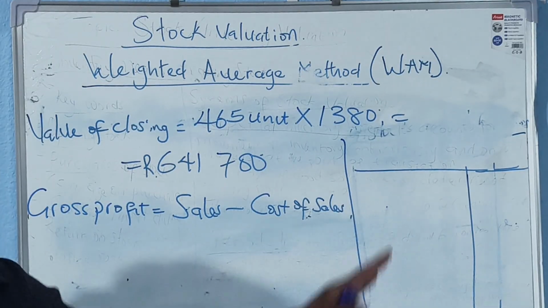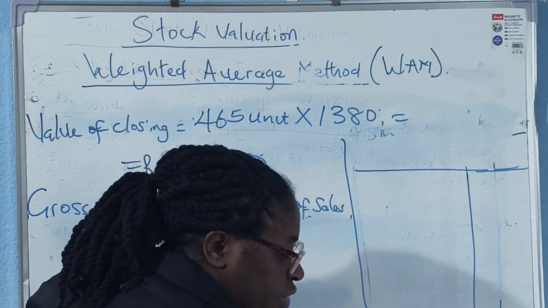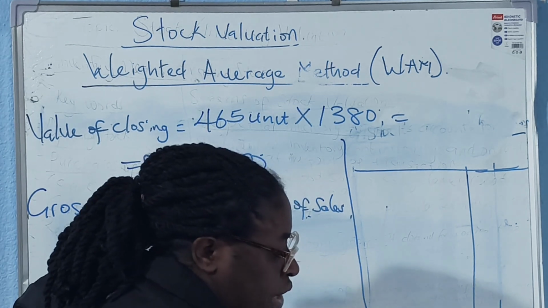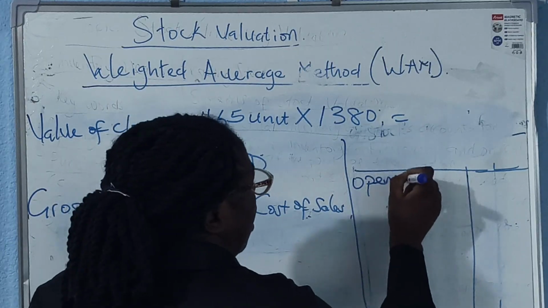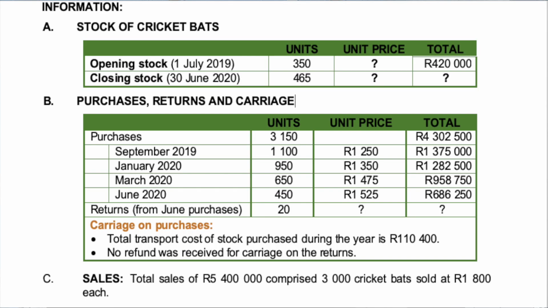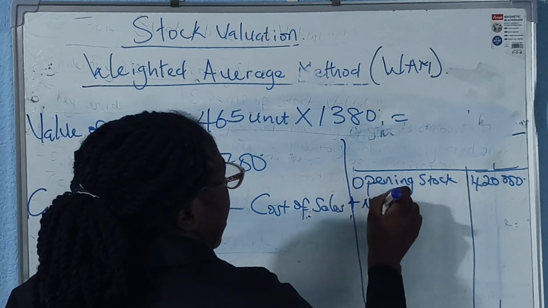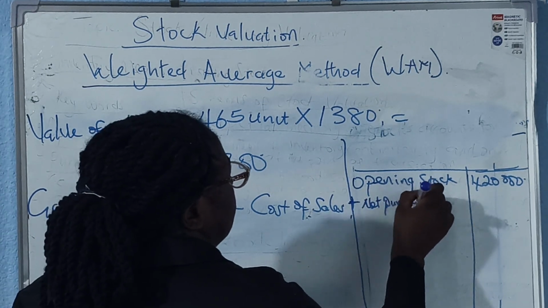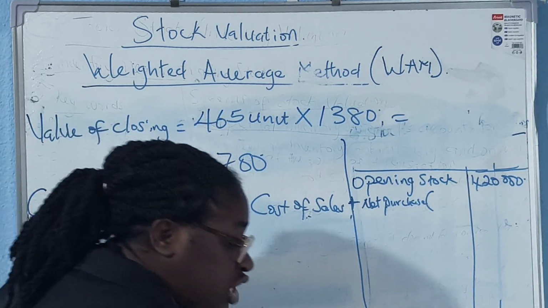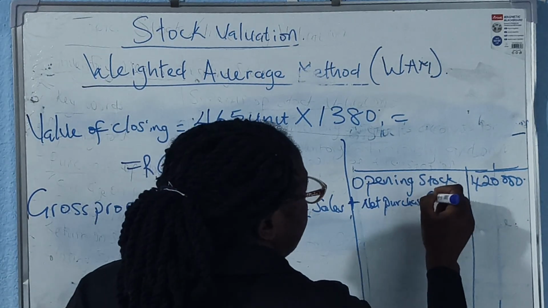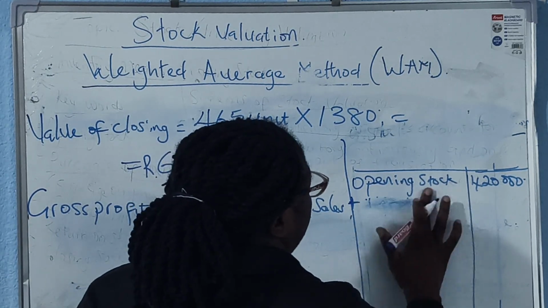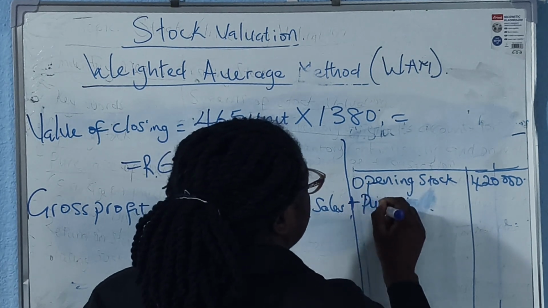So I'm just going to calculate my cost of sales here. The first thing I consider is my opening stock, the value of my opening stock, which is 420,000. I will add my net purchase. Our net purchase will be 4 million. Okay, let me rewrite this. I'll just say purchases.